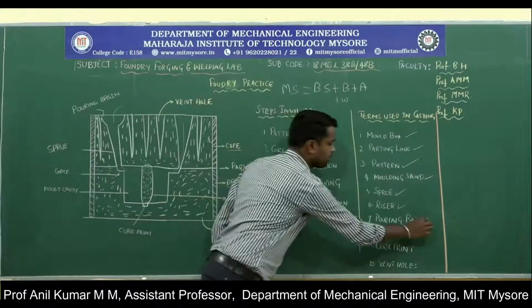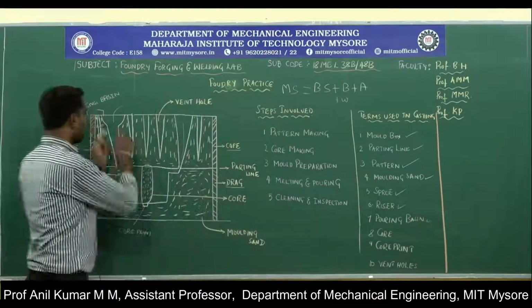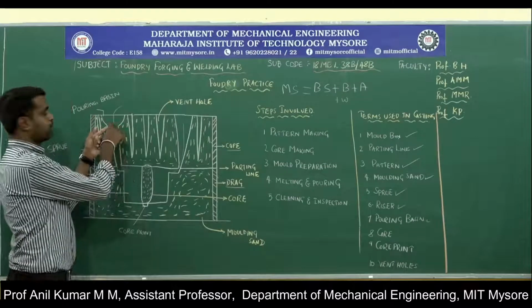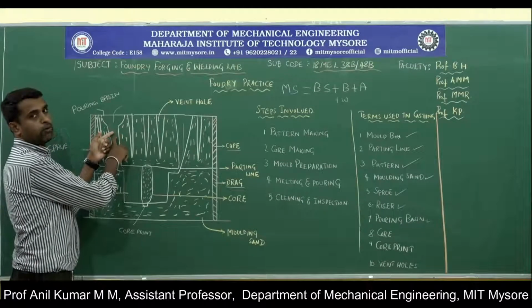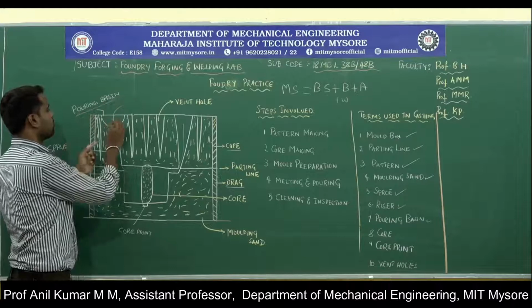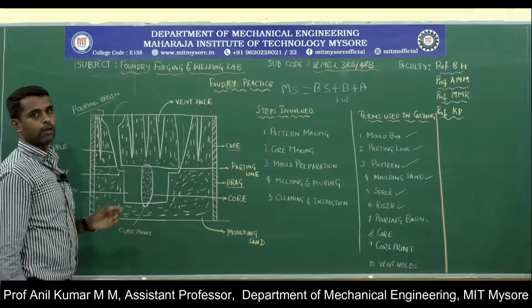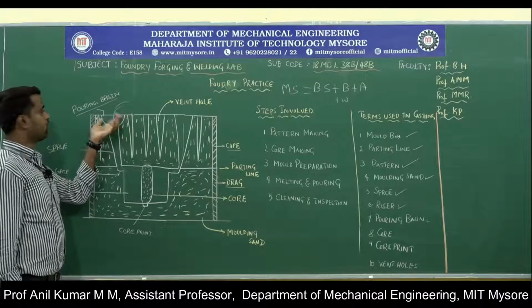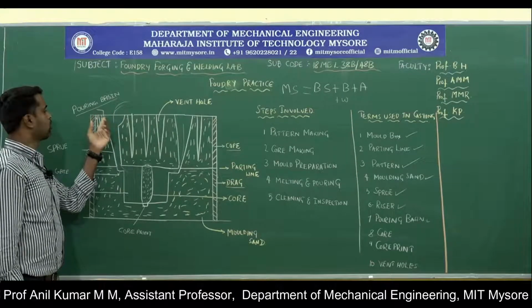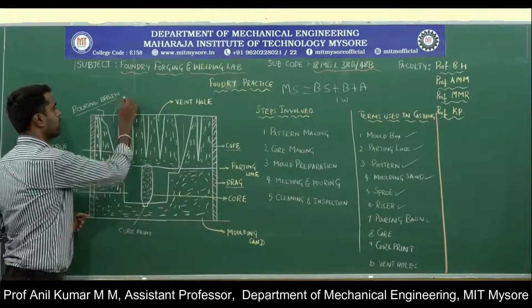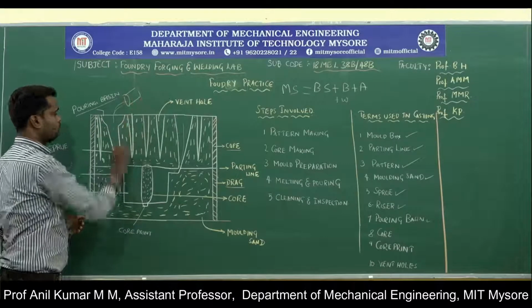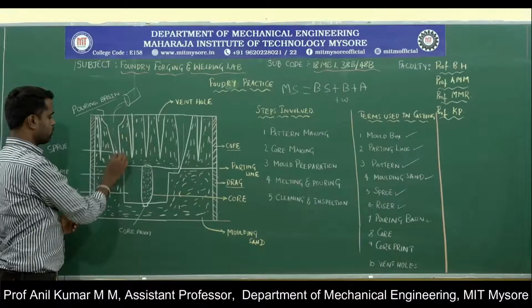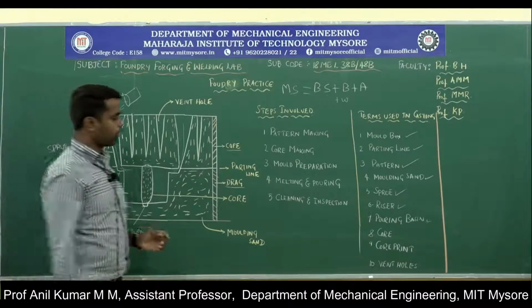Next, the pouring basin. The pouring basin is a small funnel-shaped cavity provided at the top of the sprue. In that pouring basin, we can pour the molten metal from the ladle into the mold cavity. So the molten metal flows through the sprue and enters the mold cavity.